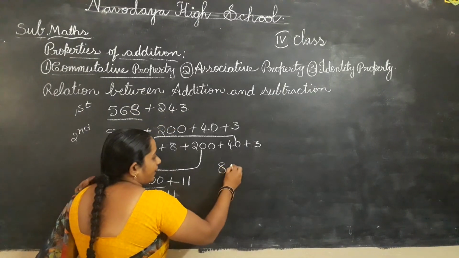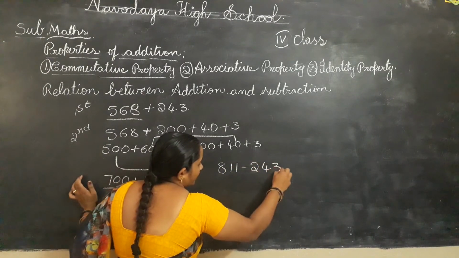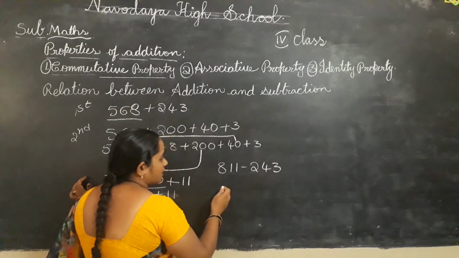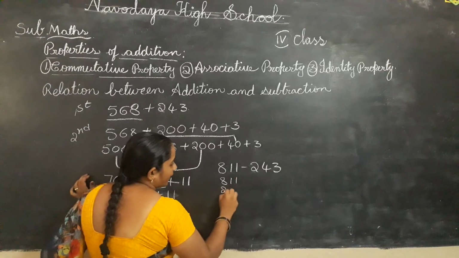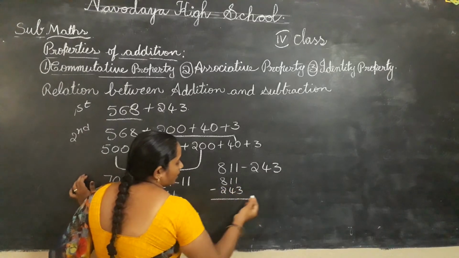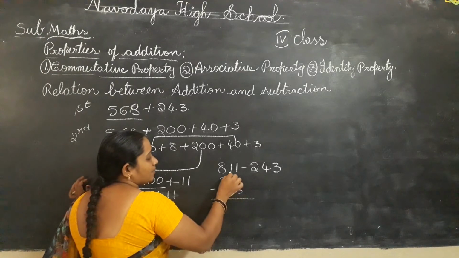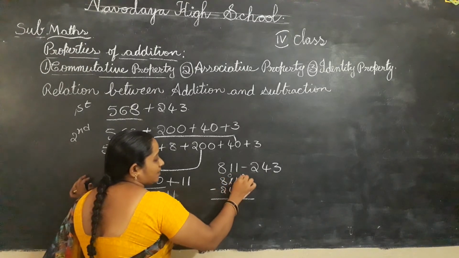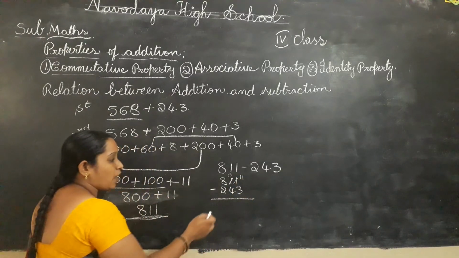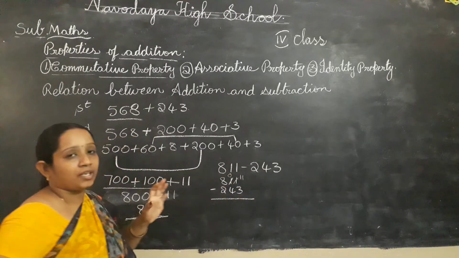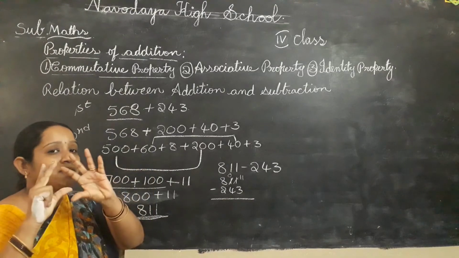Look here. 811 minus 243. Subtract these two numbers, children. 811 minus 243. So 1 minus 3 not possible. Get borrow. 1 becomes 0. This one becomes 11. 11 minus 3 how much? Count 3 after, up to 11. 3 after 4, 5, 6, 7, 8, 9, 10, 11. How much? 8.